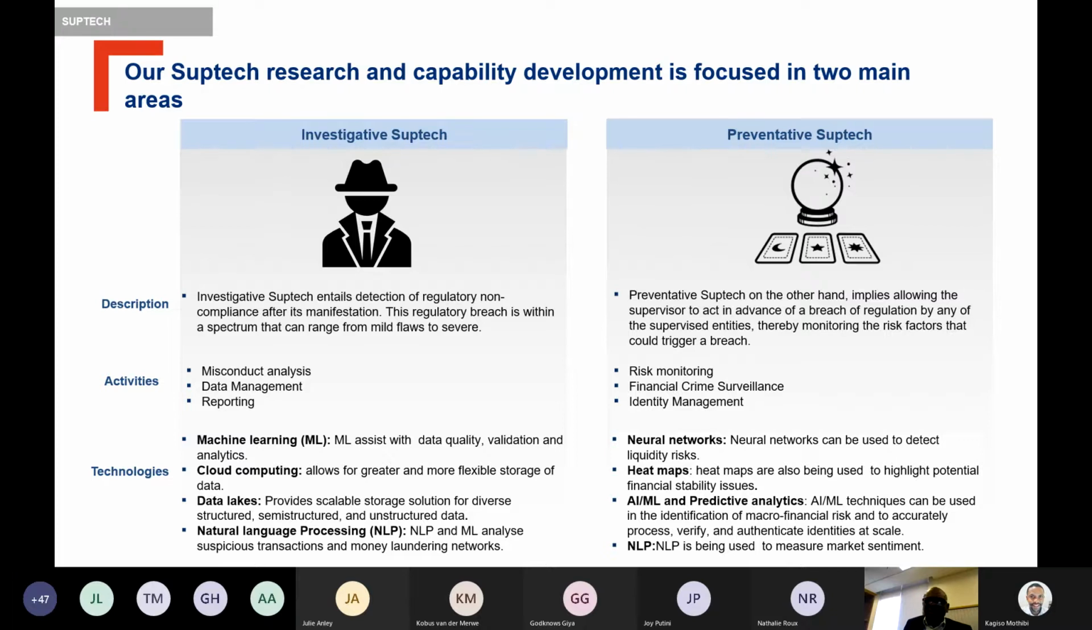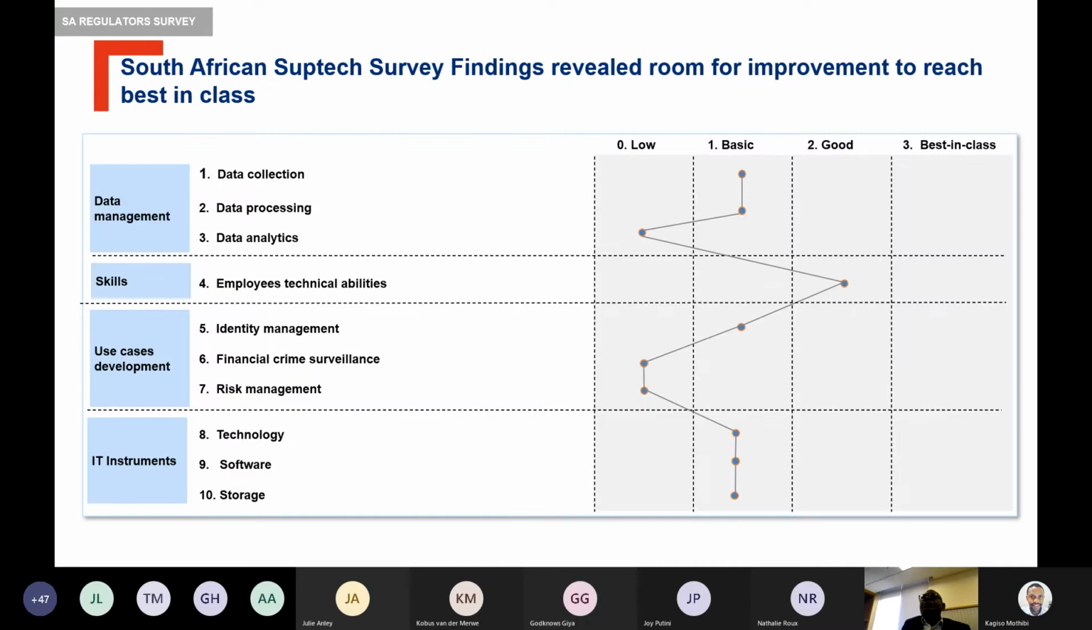So the activities that emanate out of that are things like risk monitoring, financial crime surveillance, as well as identity management. To try and understand the state of Suptech in South Africa, where we are as we benchmark ourselves with the best in the world, we conducted a survey where we spoke with South African financial regulators, specifically targeting CIOs, people in IT, people in supervision and regulation, and some people also in data science. Our survey was themed around 4 main themes, which were data management, skills, use case development, as well as IT instruments.